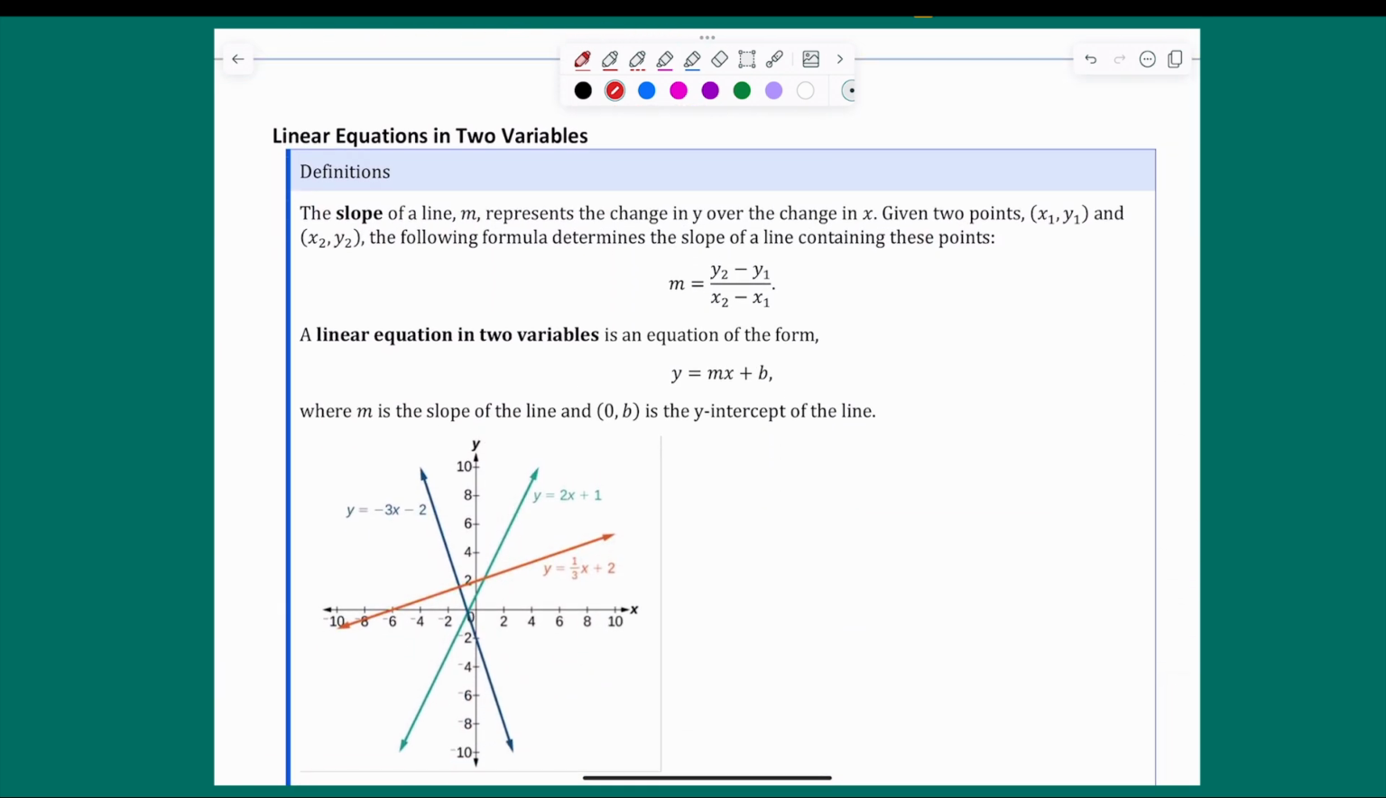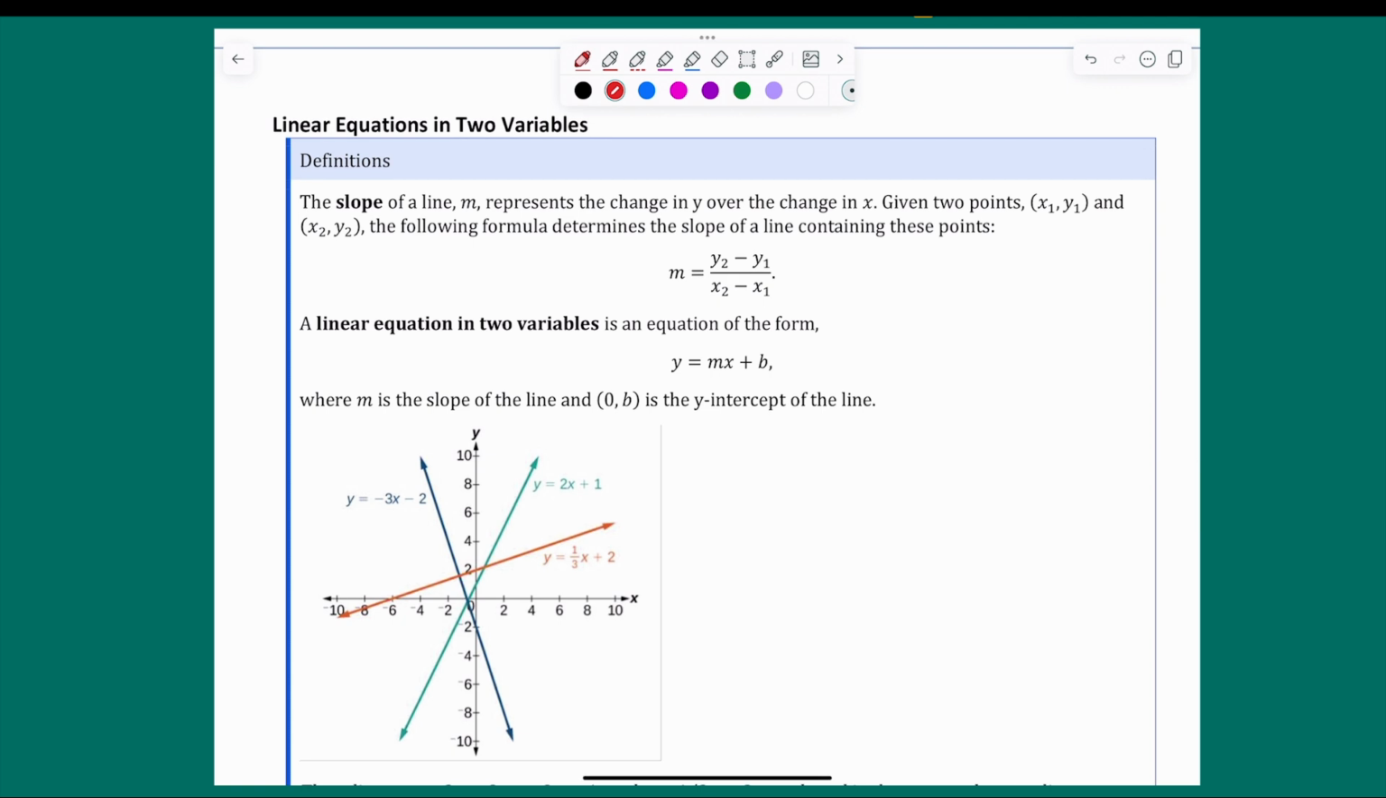Okay, so we're going to talk about linear equations in 2 variables. Some common things that we notice is that these are lines, and a line has what we call a slope. So the slope of the line, m, represents the change in y over the change in x. And you could find the slope of a line given 2 points, x1, y1, and x2, y2. And the formula for that is m equal to y2 minus y1 over x2 minus x1. So that's a useful formula to know.